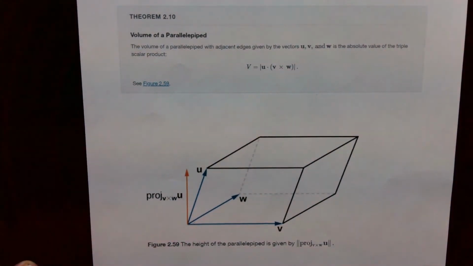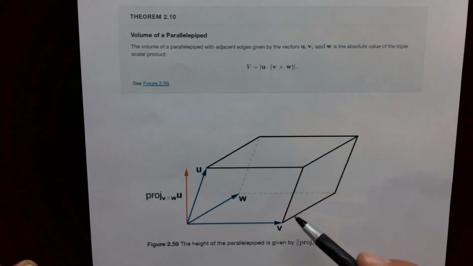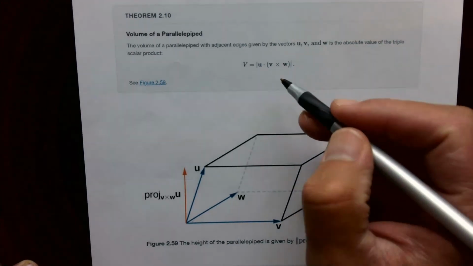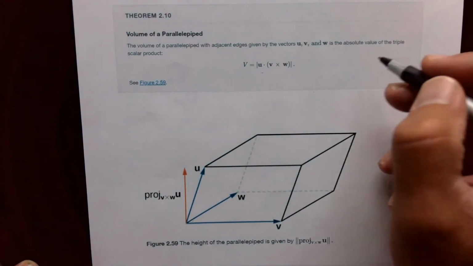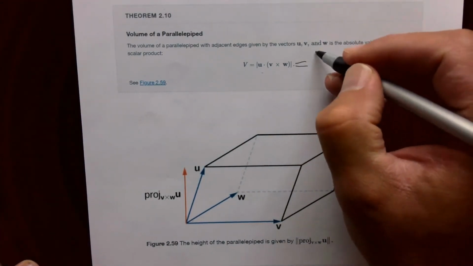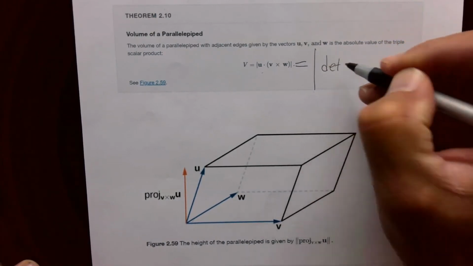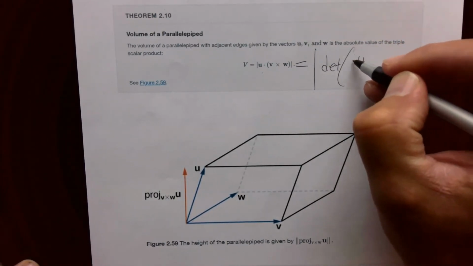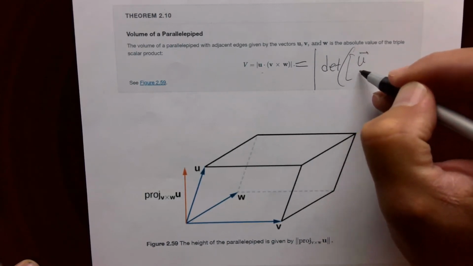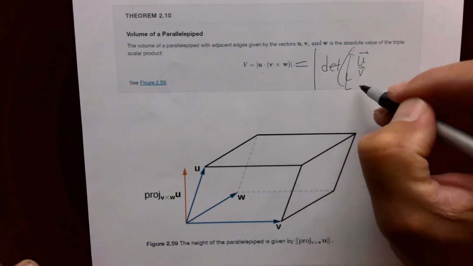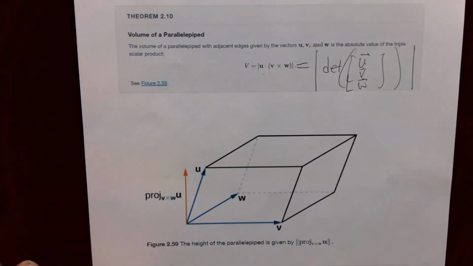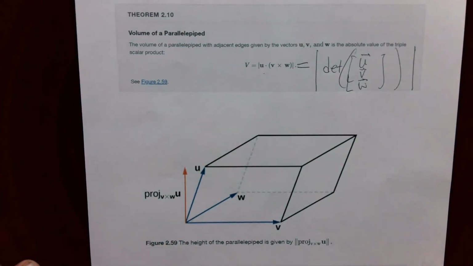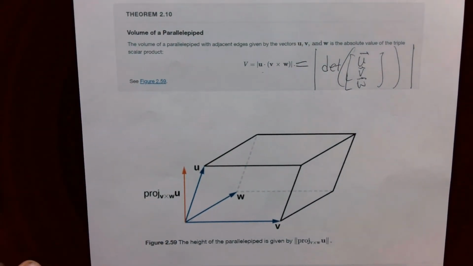What we're saying here then is that the volume of this three-dimensional parallelogram is equal to the absolute value of the triple scalar product. And by our previous result, that's the absolute value of the determinant of the matrix you get by plugging the components of U in the first row, the components of V in the second row, and the components of W in the third row, and then computing the determinant and taking this absolute value. So I want to do an example by computing that, and that will be it for this video.